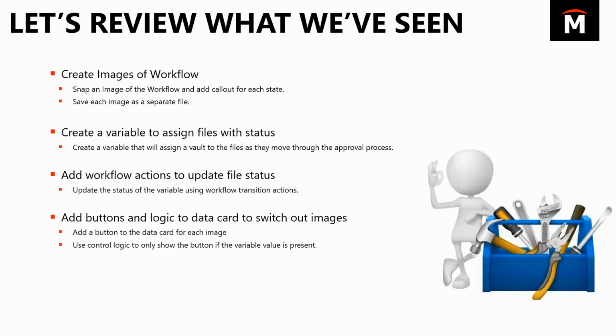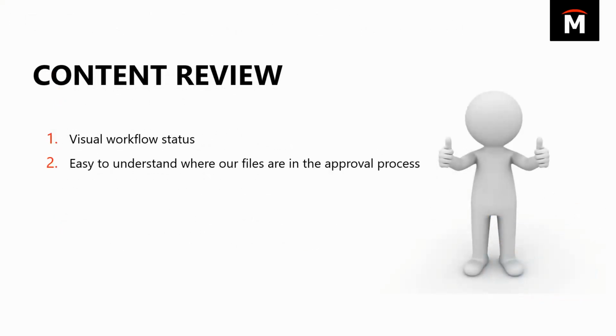We're then adding buttons to the data cards. We're putting logic on those buttons so that they hide and show based on the status. And whichever one is shown is linking us to the image that we've saved of our workflow. So as you can see, the overall process is pretty simple. It gives us a great visual of our workflow. Our users can see the status of the files at any time with a great visual aid. It makes it easy to understand where the files are in the approval process, what's coming next, and what options they have to transition the files back and forth.